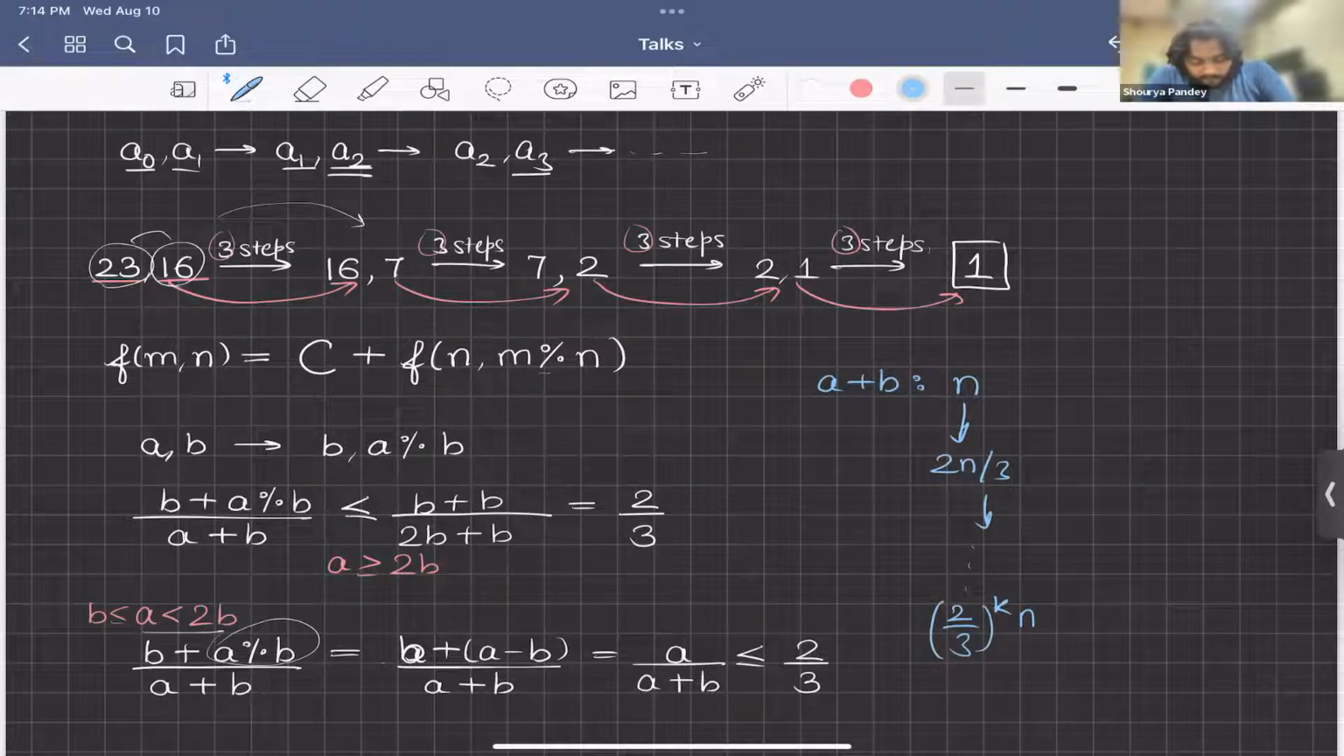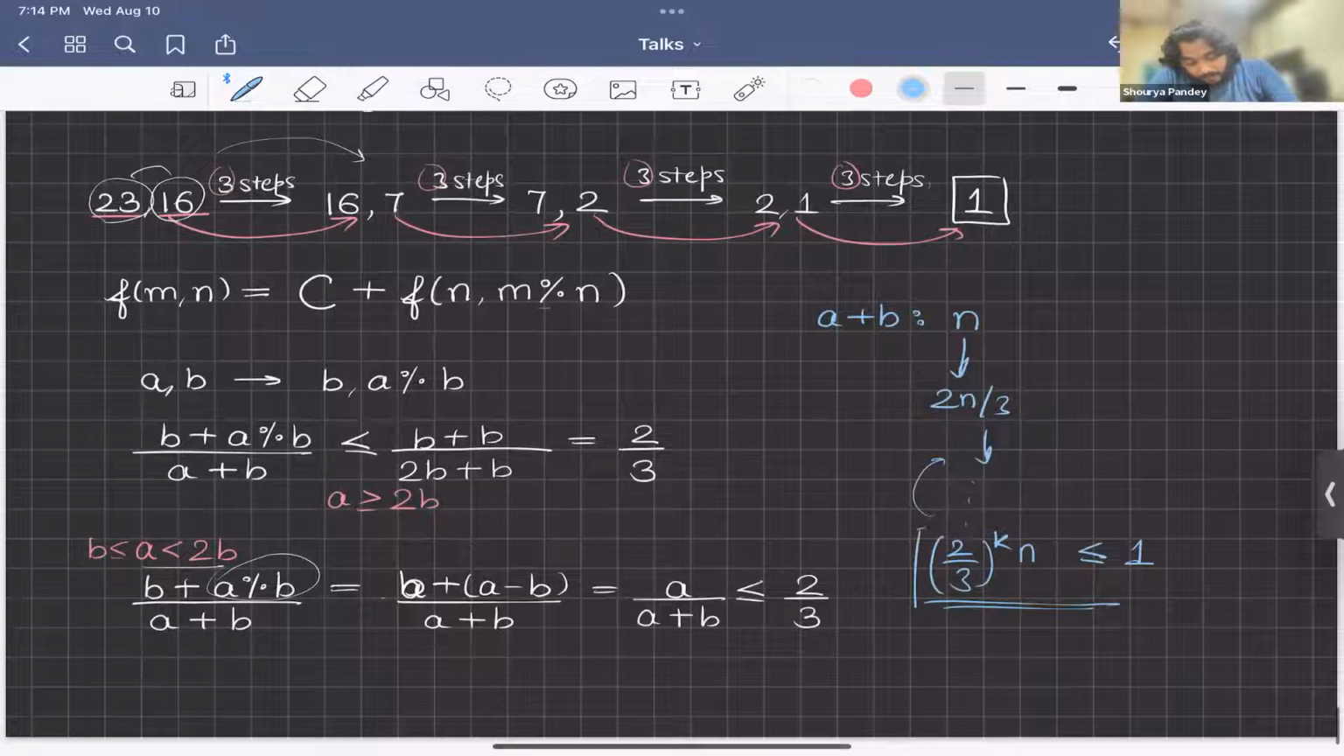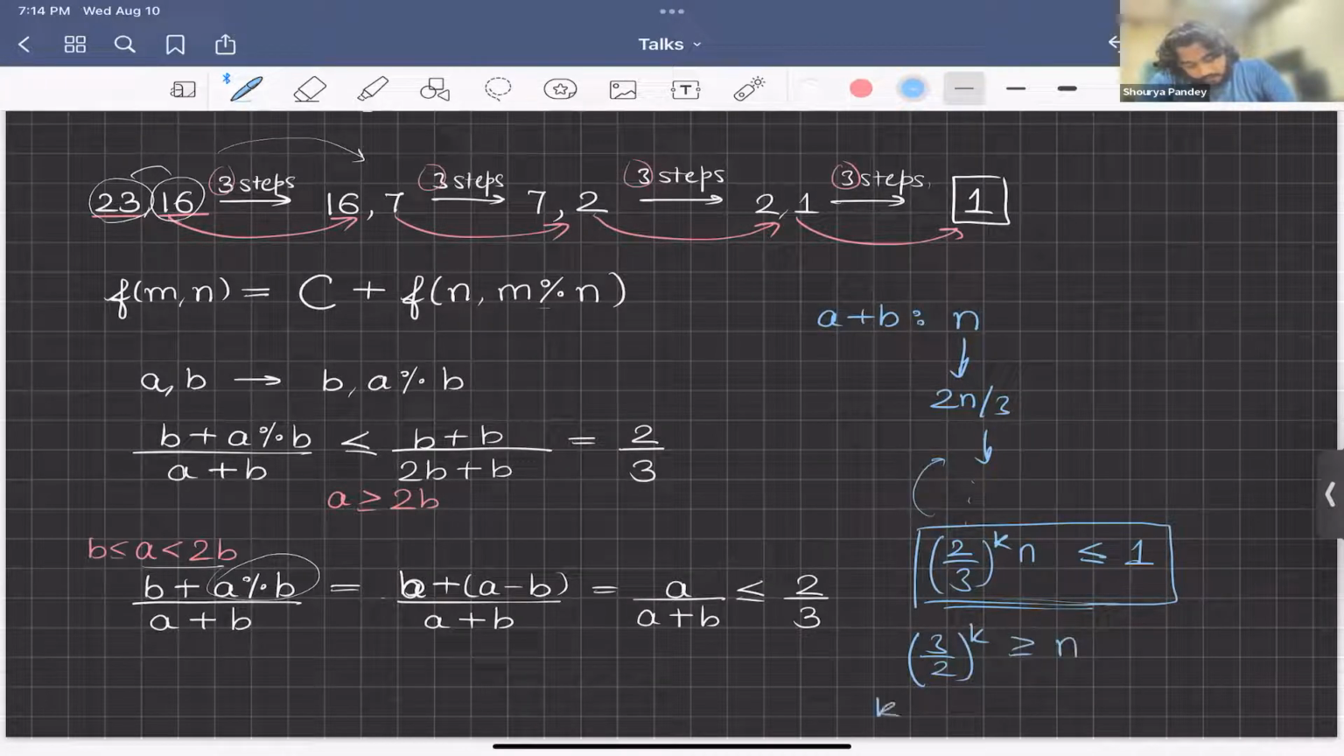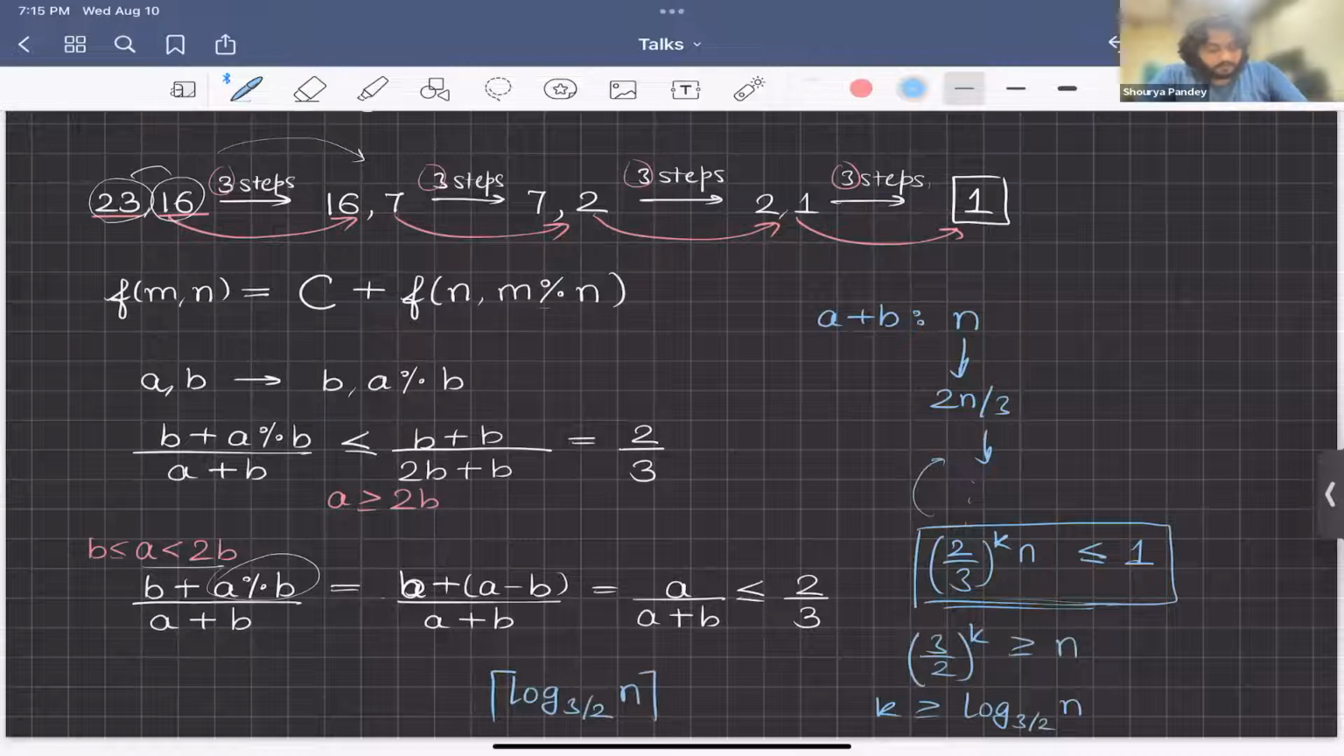So if this is less than or equal to 1, then we would never have reached this place and we would already have found the GCD somewhere before, right? Because we would have stopped before. So when is this less than or equal to 1? When 3/2 to the power k is at least n, so k is at least log base 3/2 of n. So if k is equal to the ceiling of this, this is an upper bound on the number of jumps that will be required, right?